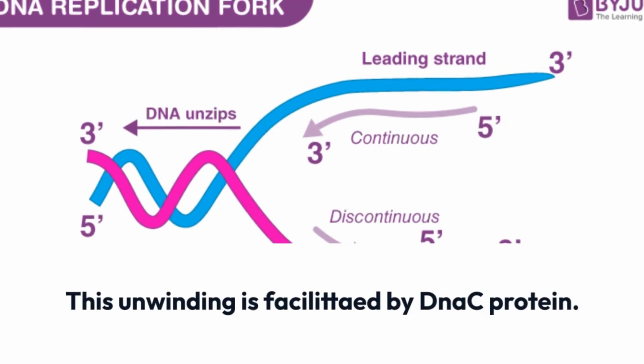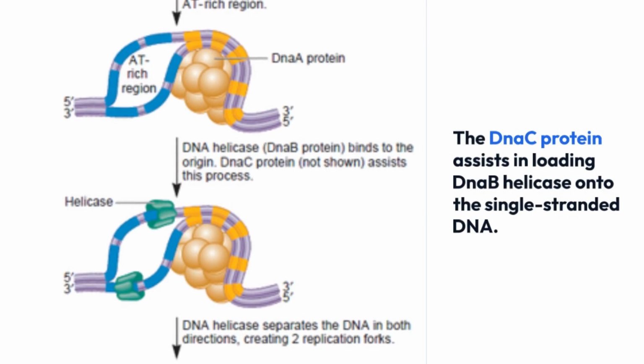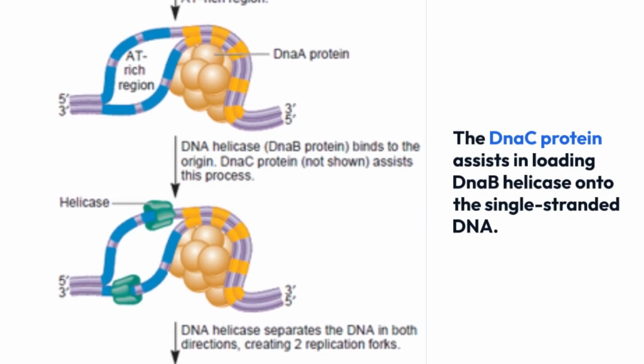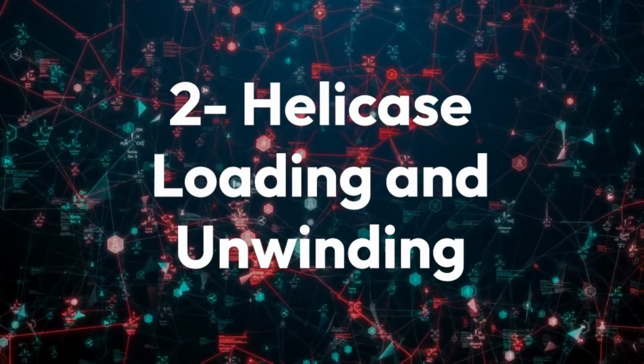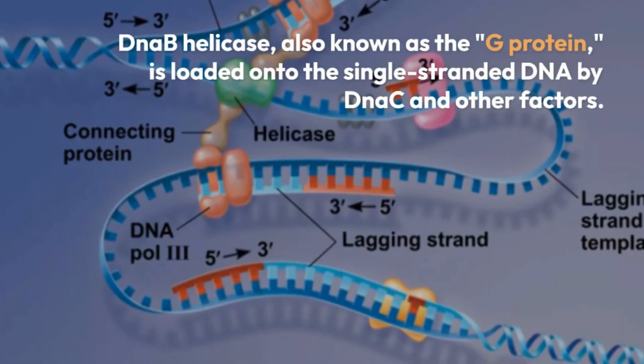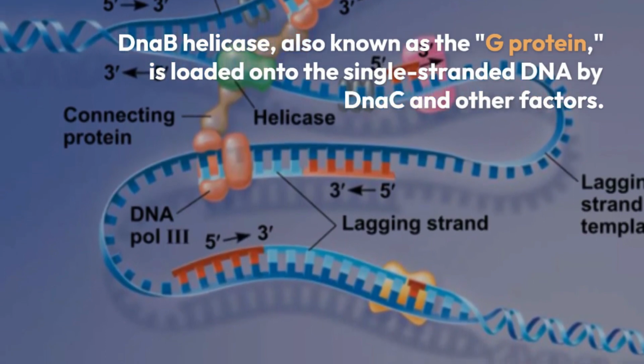This unwinding is facilitated by DnaC protein. The DnaC protein assists in loading DnaB helicase onto the single-stranded DNA. Helicase loading and unwinding. DnaB helicase, also known as the G protein, is loaded onto the single-stranded DNA by DnaC and other factors.